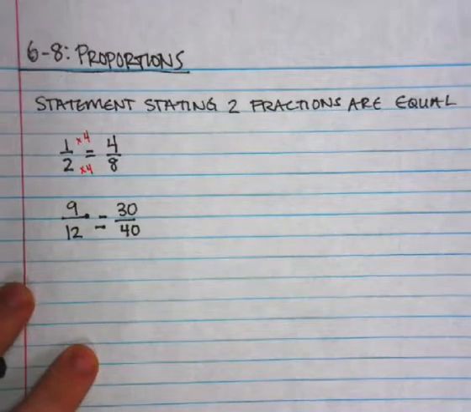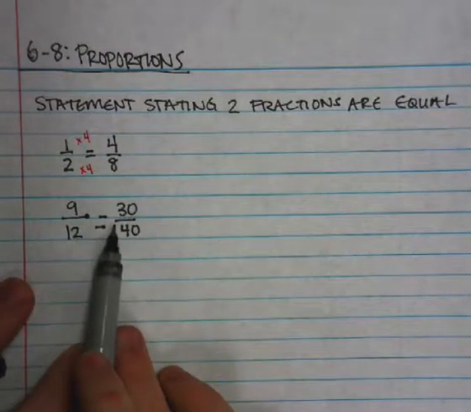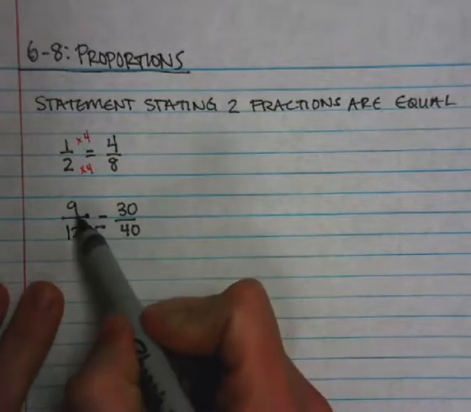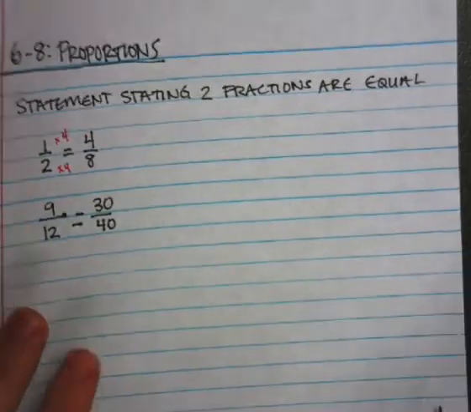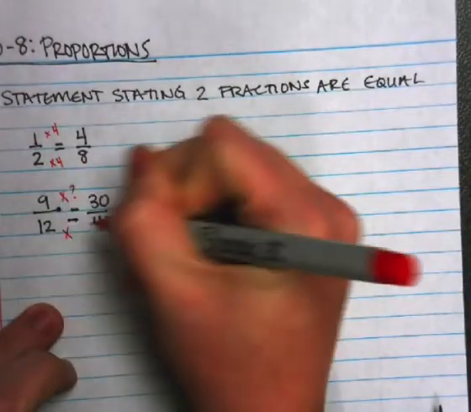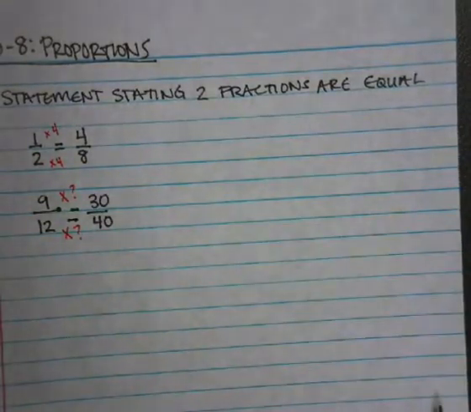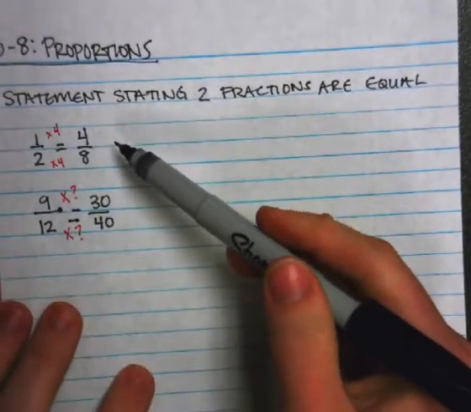And you can ask yourself, is this a proportion? I have two fractions, I'm stating they're equal. Are they actually equal? So ask yourself, 9 to get to 30, what would I be multiplying by? And 12 to become 40, what would I be multiplying by? This one is definitely not as easy to see as the first one. So ask yourself, how could I figure it out?